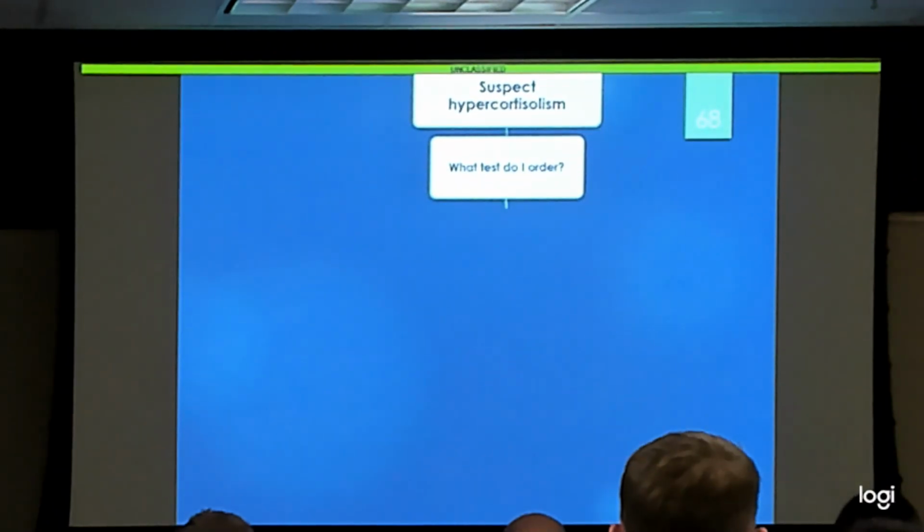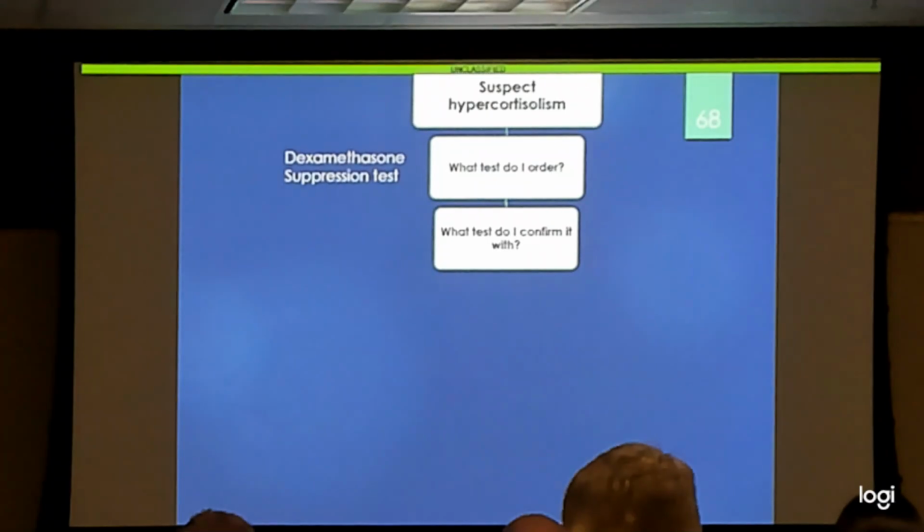So first thing you do is you start here. If I suspect hypercortisolism, I go from here. What's the first test you're going to do if you suspect this person is making way too much cortisol? Dexamethasone suppression test. Good call. So it's elevated. Good job. You're on the right track.